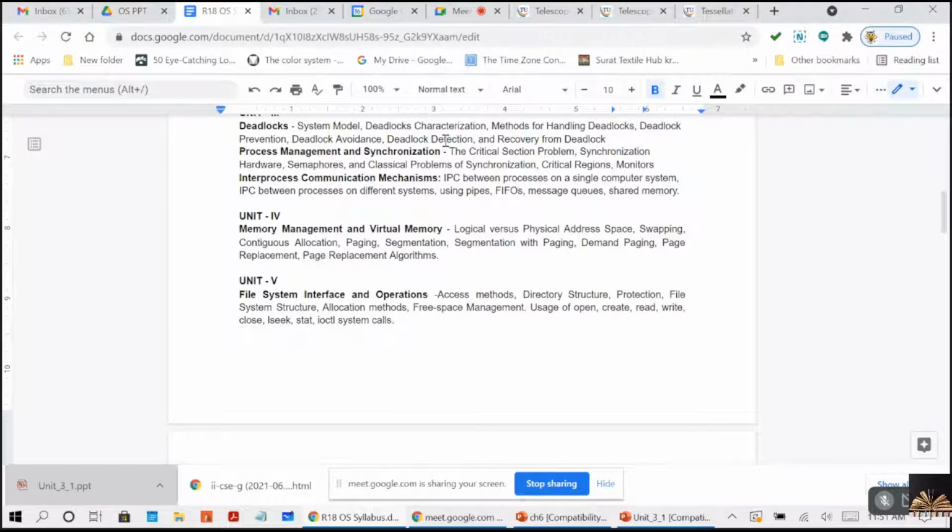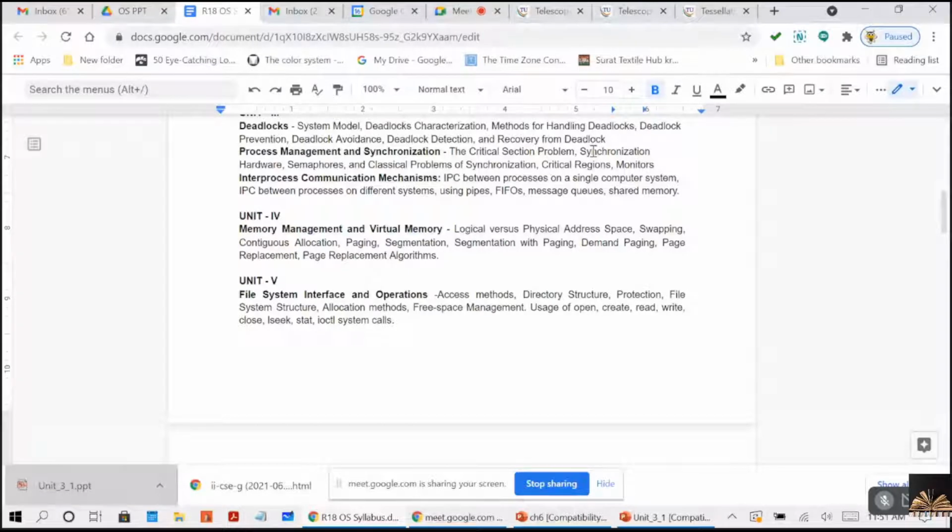Now the second part deals with process management and synchronization. Mainly we will be concentrating on the synchronization. In that, first we will see what the critical section problem is, and for that the solution we have is Peterson's solution for the critical section problem. Then we discuss the synchronization hardware.